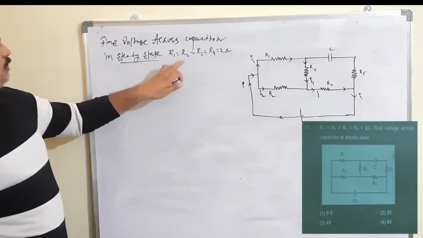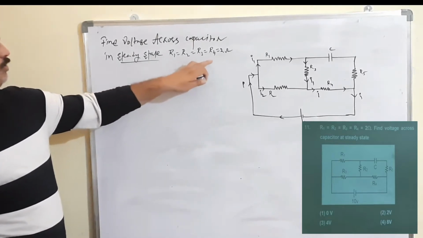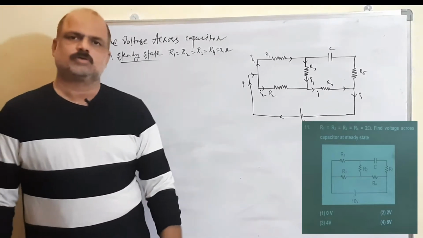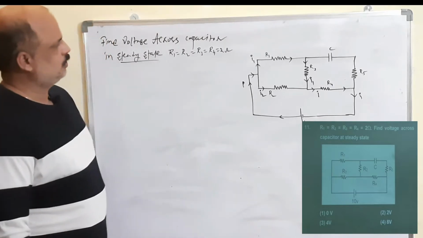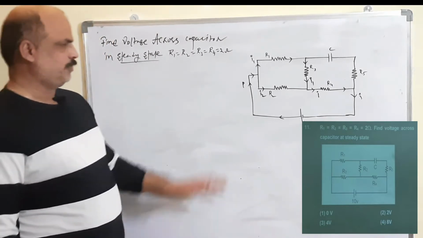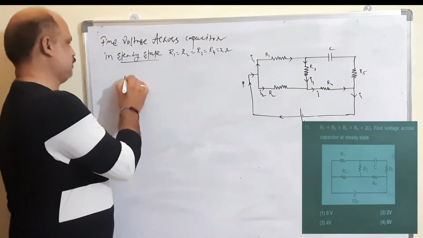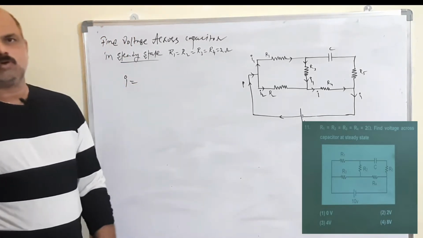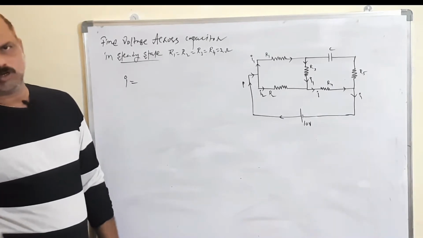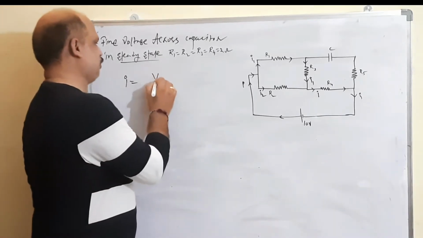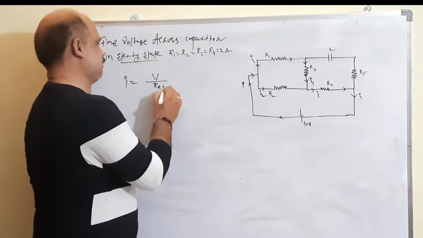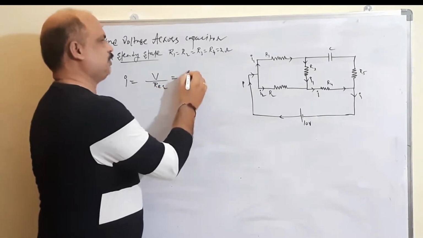Here R1 is equal to R2 is equal to R3 is equal to R4 is equal to how much? 2 ohms. Now we want to find out the total current. I is equal to total voltage by total resistance, total voltage by equivalent resistance. Total voltage is equal to how much? 10.